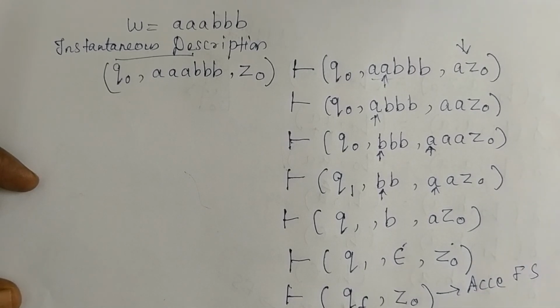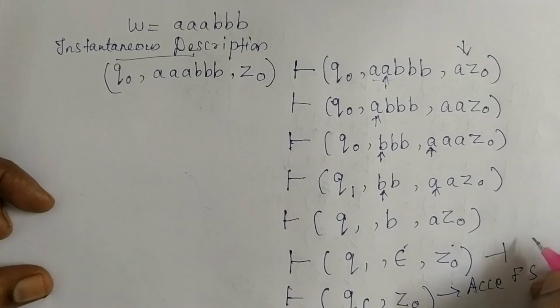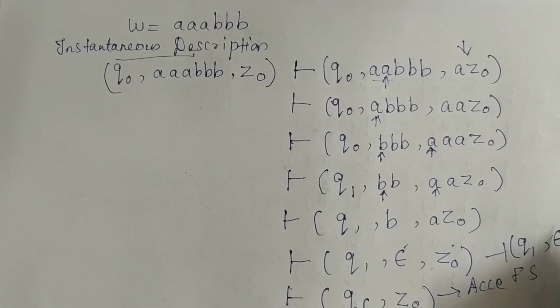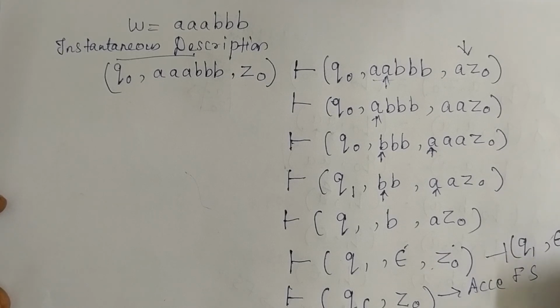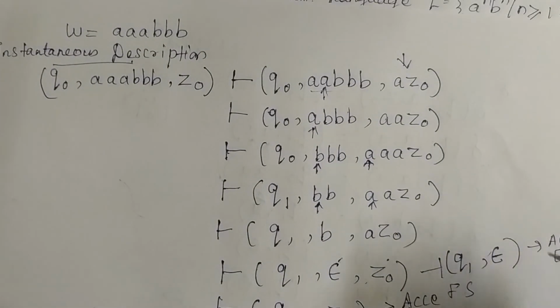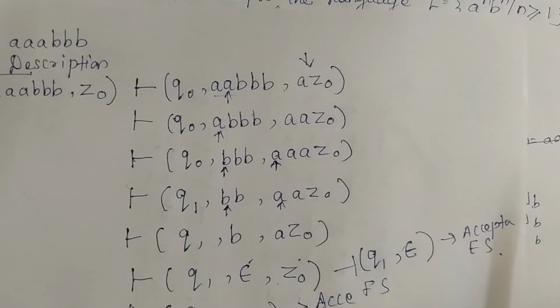So how can we write the acceptance by emptying the stack? It is q1, and we are going to pop this z0 also out while reading this epsilon. In that manner we are getting nothing inside the stack: q1 epsilon. So this is acceptance by empty stack. Okay, so this is the instantaneous description for this particular problem, a power n, b power n. Okay, thank you.